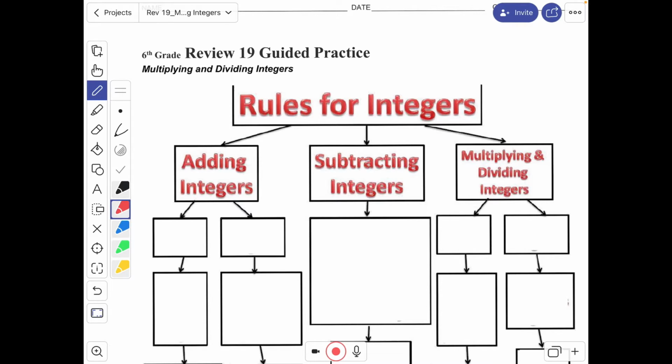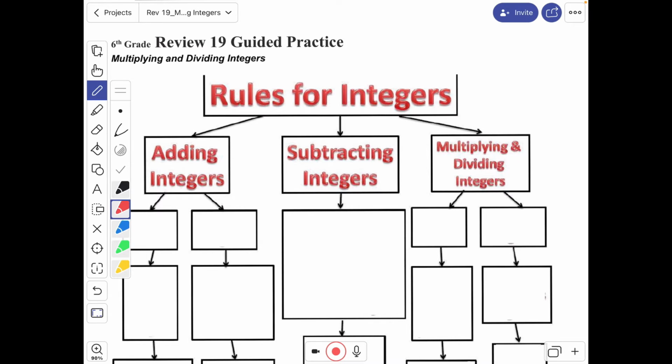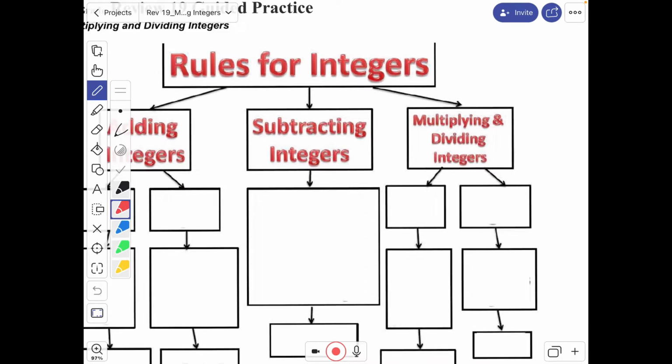Today we're covering Review 19, Multiplying and Dividing Integers. And you'll probably find this page called Rules for Integers in your notes. Now some of you have it filled in and you can just follow along with us, and others need to be filling it in as we go. So if you have a blank page, you're going to need to write this down.